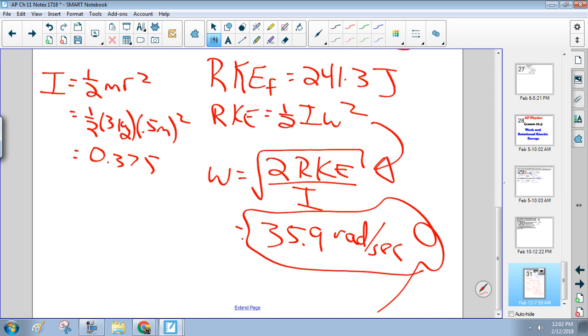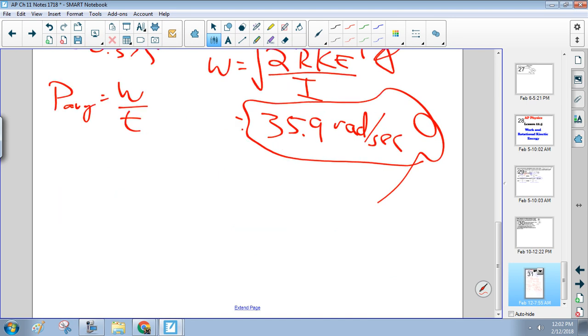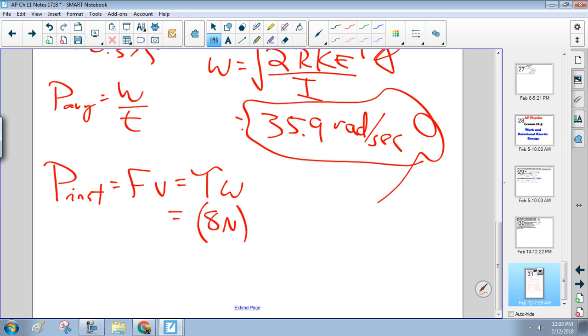If I give you a time, we could certainly find the average power, right? Average power would be work divided by time. Oh, let's do this. Let's find the instantaneous power. Didn't ask for it, but we can do it. Our instantaneous power is either force times velocity or torque times angular velocity. So our torque is 8 newtons times 0.5 meters, right? No, 0.6 meters, sorry, is our radius. And then times our angular velocity, 35.9 radians per second. So that's the instantaneous power achieved at the end, right? So times 4.8, and it gives you 172 watts.